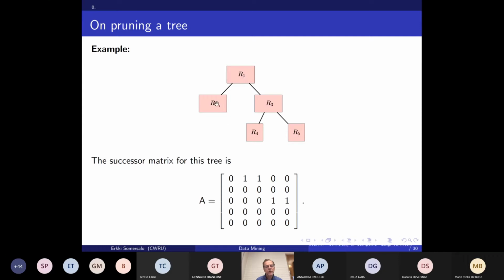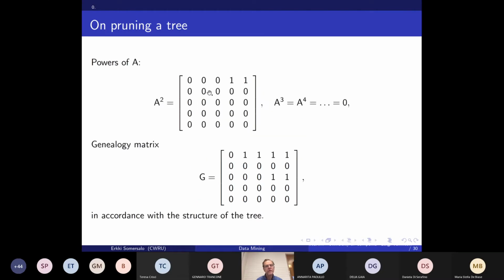From R2 you cannot go down. From R3 you can go down, but not 2 steps. So there is no way you could go down 2 steps from R3, and the same for R4, R5. So therefore what I'm expecting to see is that if I take A squared, I get a matrix which has non-zeros only in one single row, which is the first row. And indeed, if you do this, you see that A squared is 0, 0, 0, 1, 1. That tells me that if I take 2 steps down from my first node, I either arrive at R4 or R5, and from other nodes you don't arrive anywhere.